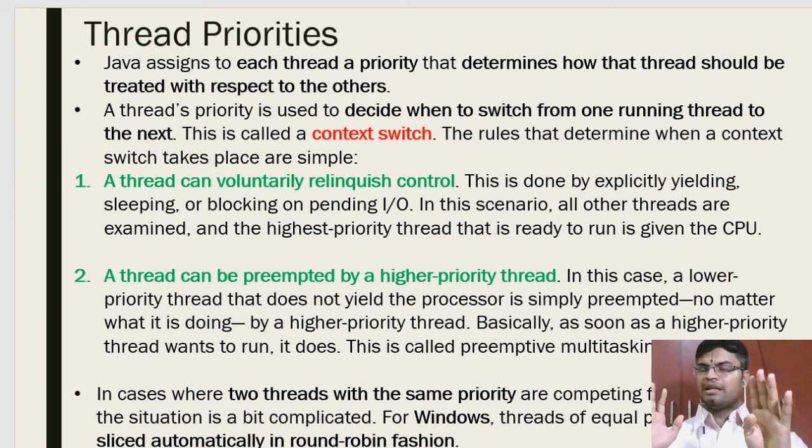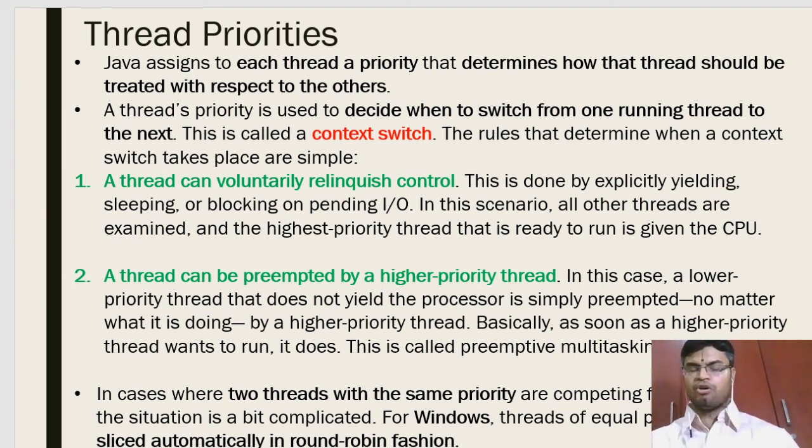So what happens? It will check, okay, there are two threads, the one with priority 4 is running on the processor, but there is a thread with priority 8 which is waiting. Then the processor will switch from the lower priority thread to the higher priority thread, and the higher priority thread starts executing on the processor. The higher priority thread will always get the processor ahead of the lower priority thread. So that is the second point.